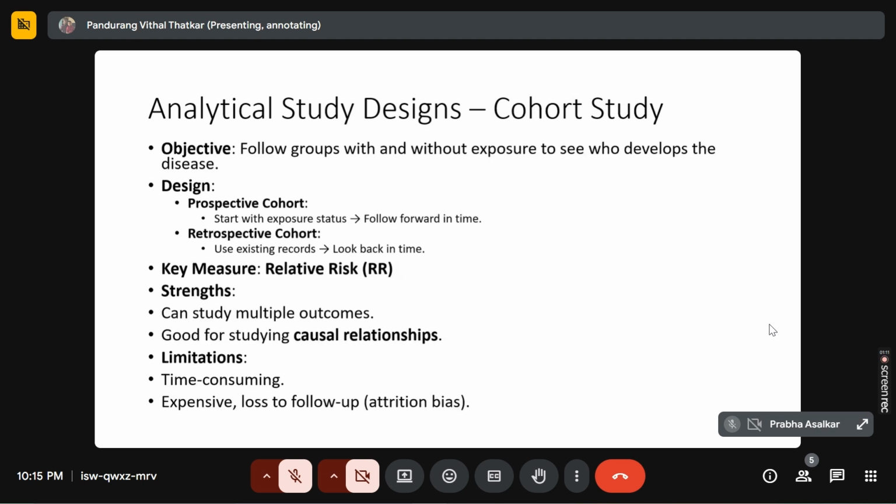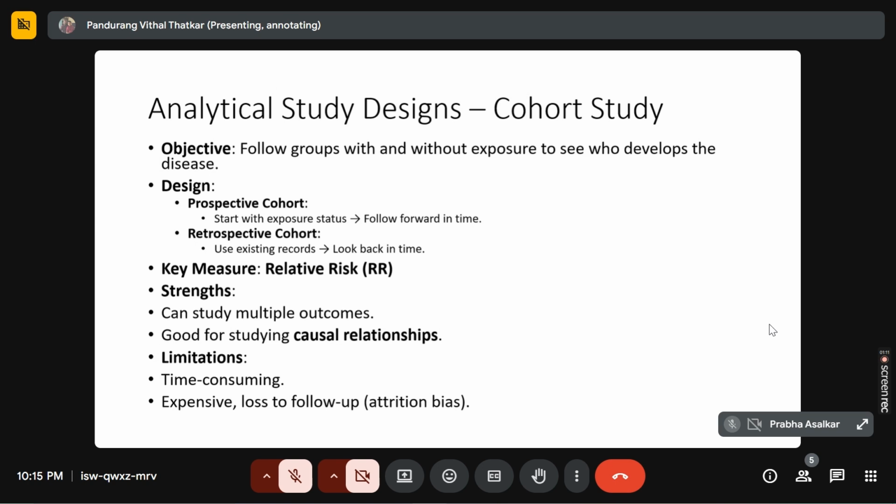Then cohort study, the objective is to follow groups with and without exposure to see who develops the disease. There are two types of cohort studies: prospective and retrospective. In case of prospective, you start with the exposure status and follow forward in time. In case of retrospective, you use existing records and look back in time for exposure.